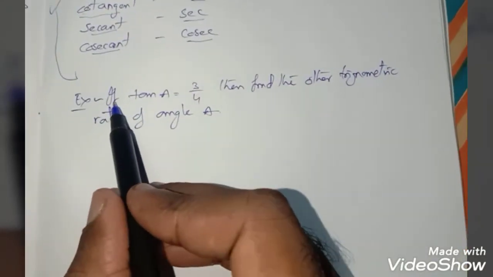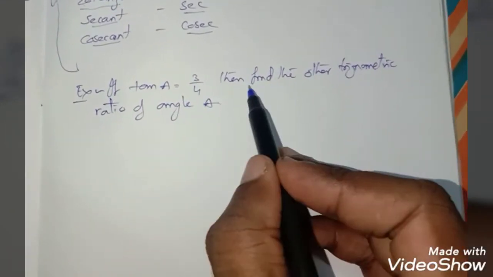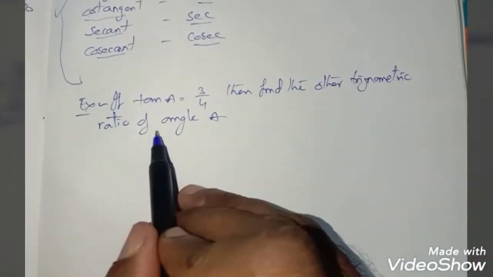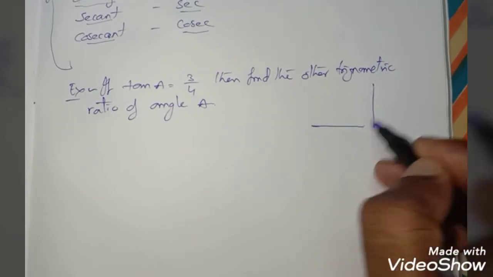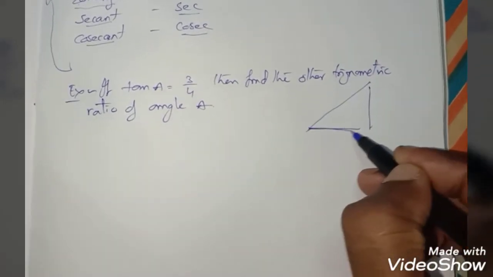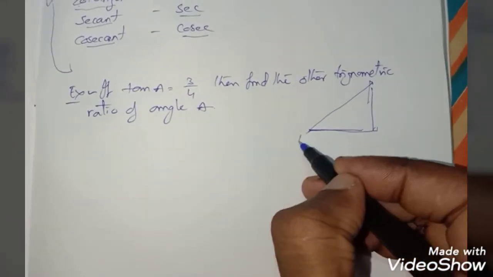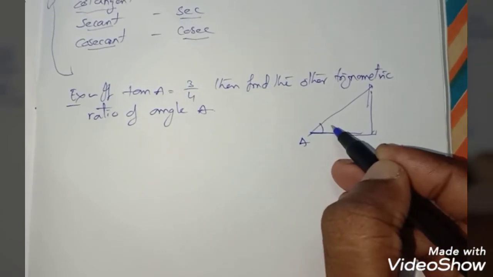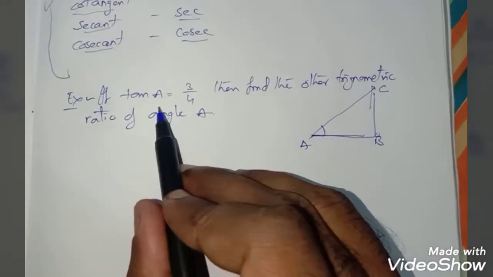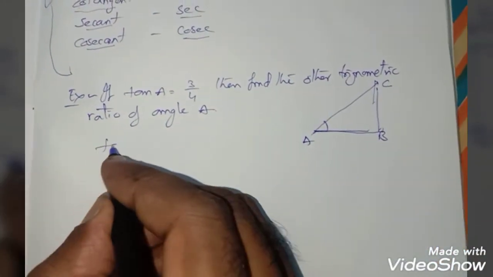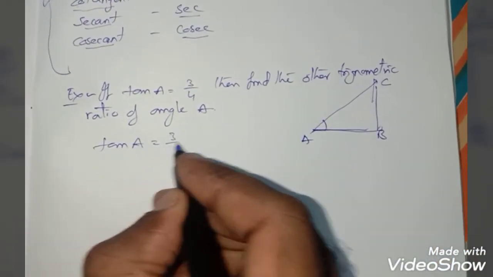Now if I take an example, if tan A is equal to 3 by 4, then you have to find the other trigonometrical ratios of angle A. So angle A means, if I draw the diagram related to this, this is angle A. If I note this as A, and this is B, and this is C. So here tan A value is given. So I can write this as tan A is equal to 3 by 4.